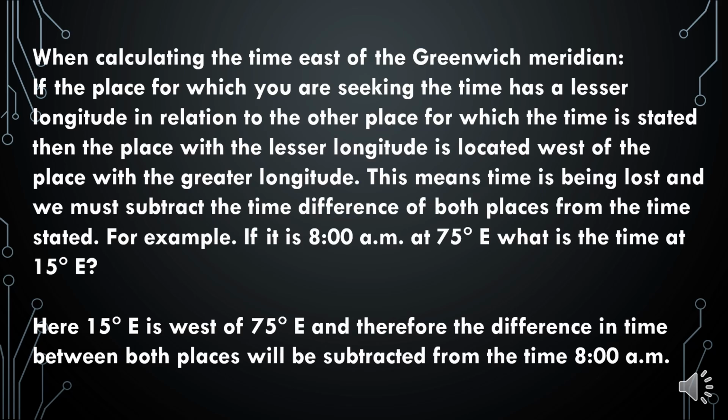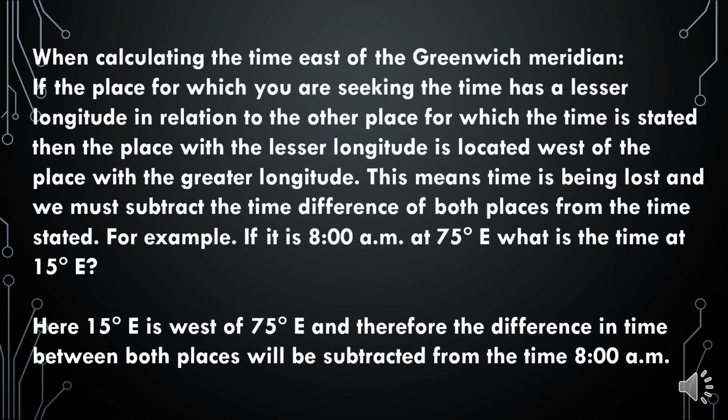When calculating the time east of the Greenwich meridian, if the place for which you are seeking the time has a lesser longitude in relation to the other place for which the time is stated, then the place with the lesser longitude is located west of the place with the greater longitude. This means time is being lost and we must subtract the time difference of both places from the time stated.